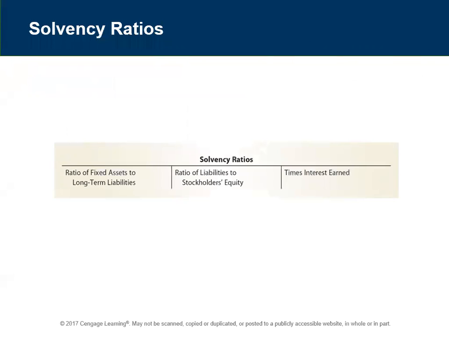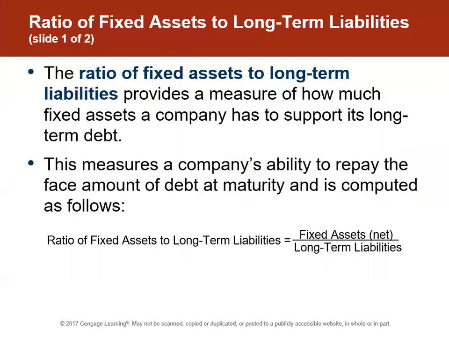So there's really three. We just won't practice times interest earned. But you have ratio of fixed assets to long-term liabilities and ratio of liabilities to stockholders' equity. So the ratio of fixed assets to long-term liabilities just lets us know if we have enough fixed assets, like long-term assets, to cover our long-term debt.